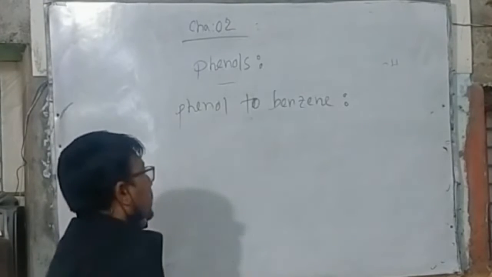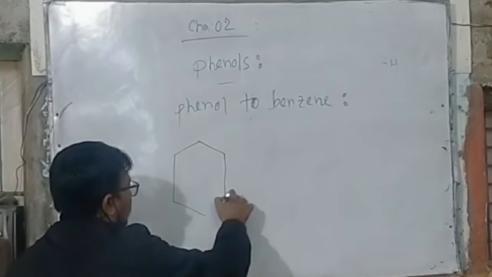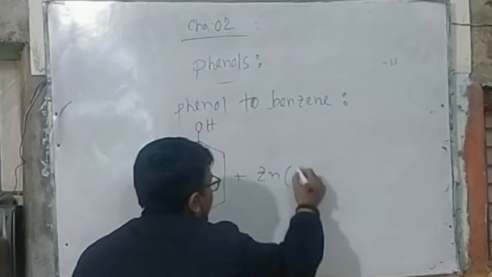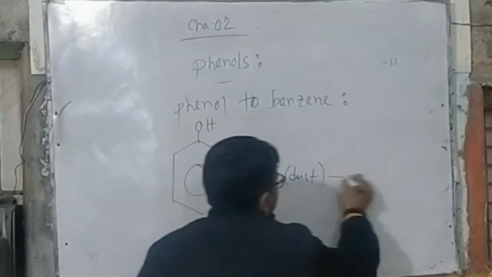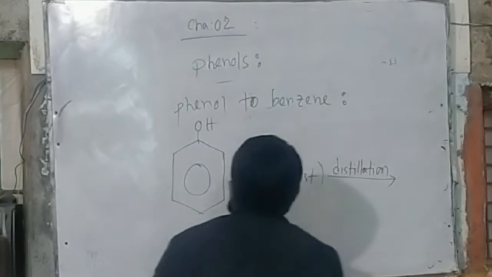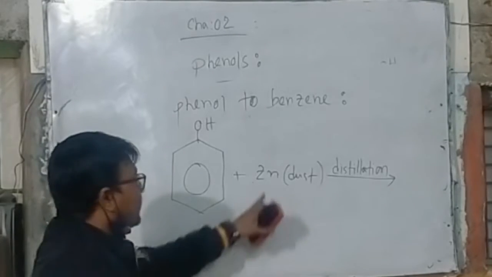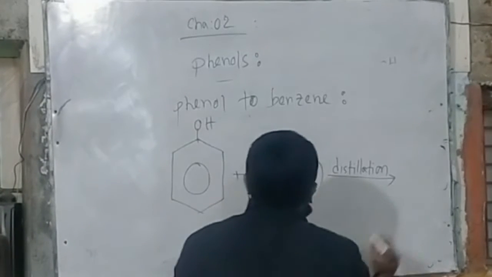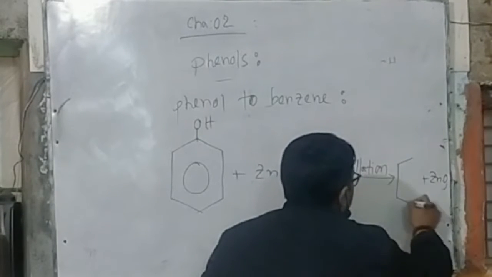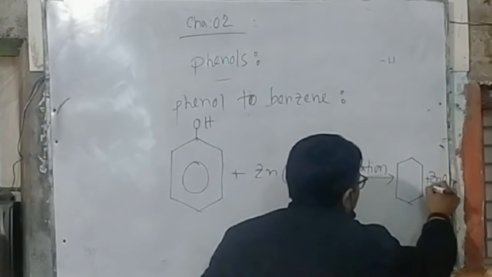By the distillation process, phenol reacts with zinc dust. Zinc reacts with oxygen. As zinc is a metal, it produces zinc oxide, and the rest of the compound is organic, which is benzene.